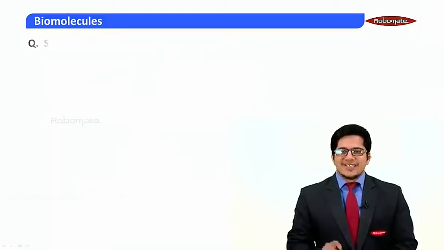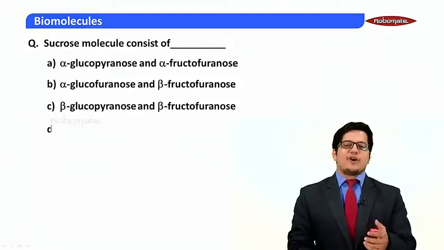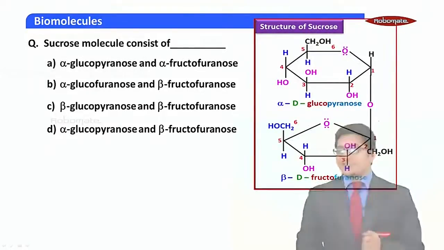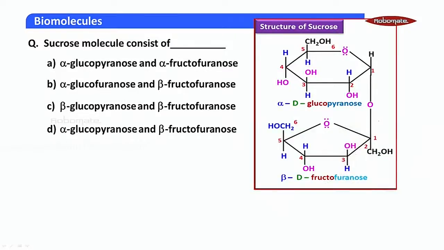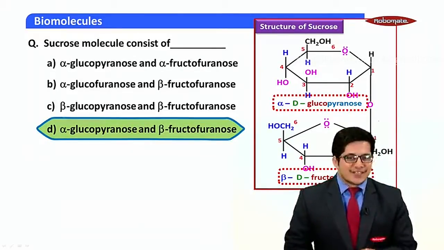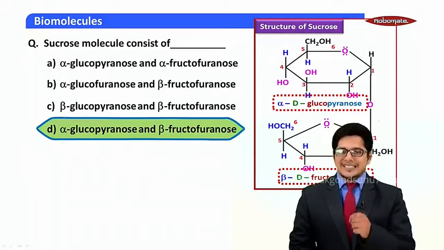Let's move further. The next question states, sucrose molecule consists of what? Let's see the solution for this. We already discussed that in the sucrose molecule, we are using alpha-D-glucopyranose and beta-D-fructofuranose. And because of this, our correct option over here would be option D.